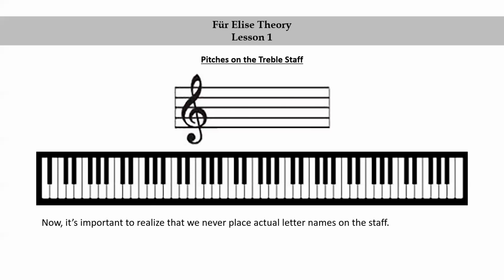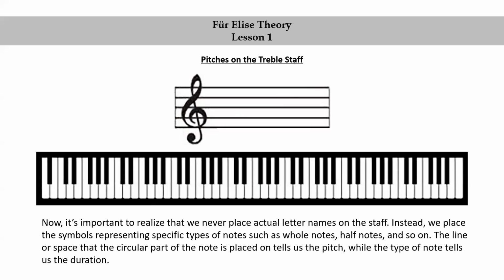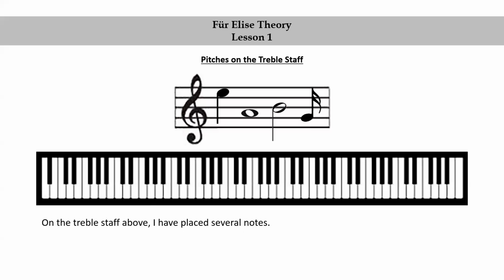Now, it's important to realize that we never place actual letter names on the staff. Instead, we place the symbols representing specific types of notes, such as whole notes, half notes, and so on. The line or space that the circular part of the note is placed on tells us the pitch, while the type of note tells us the duration. Okay, on this treble staff here, I've now placed several notes. So we have a quarter note, a whole note, a half note, and then a 16th note.